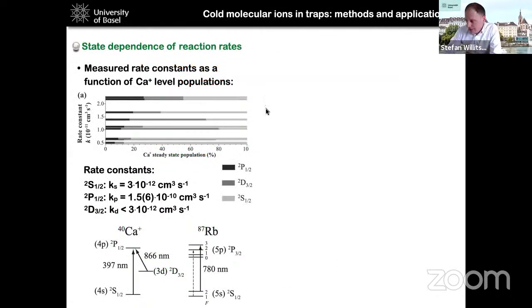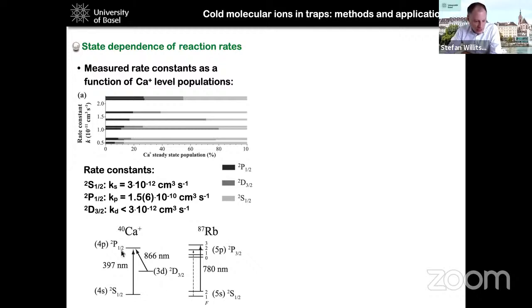One can now also ask further questions. For instance, what is the rate constant associated with all these processes, and in particular, what are the rate constants of the different collision channels that we have? I mean, we have collisions between ground state calcium plus and ground state rubidium, which is what I've just discussed.